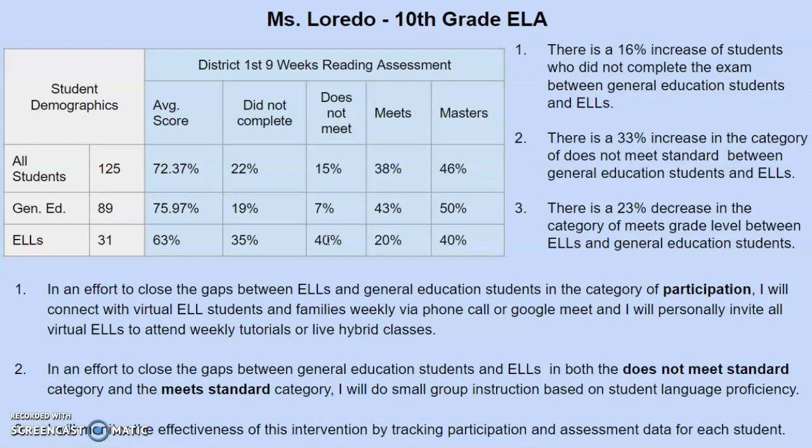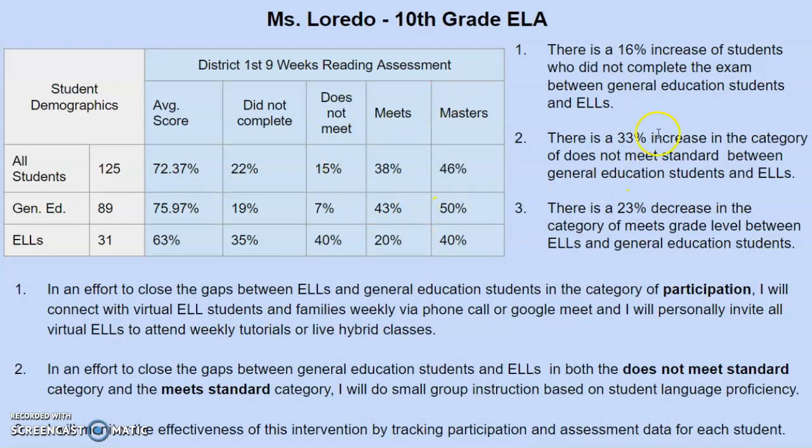And then there is a 23% decrease in the category of meets grade level between ELLs and general education students. So that's here under meets category. General education is 43% met, and only 20% of my ELLs met standard for this particular assessment.